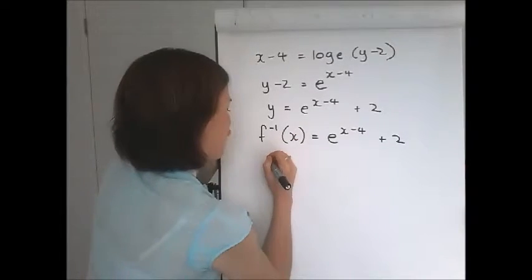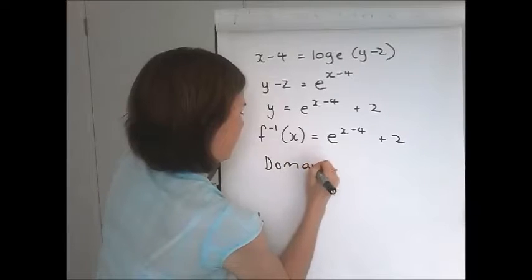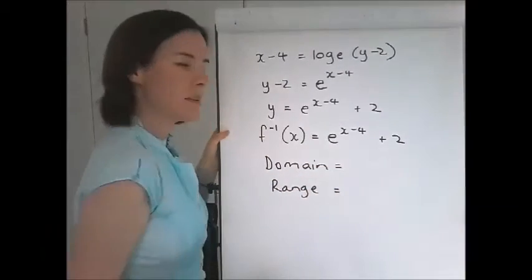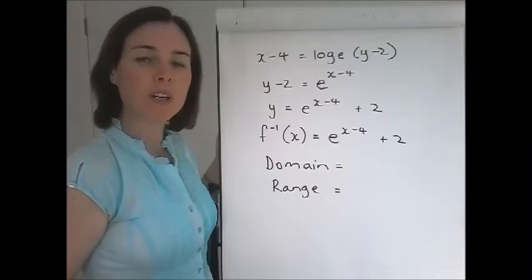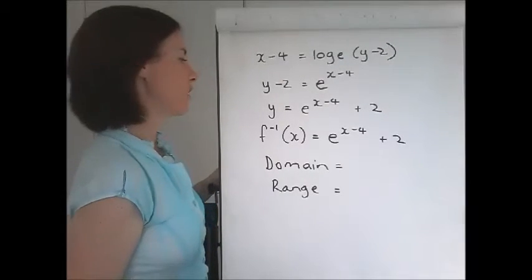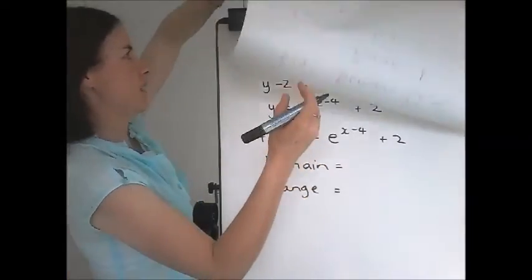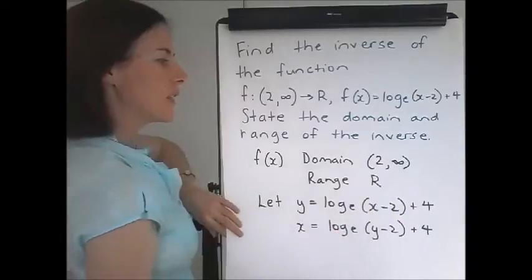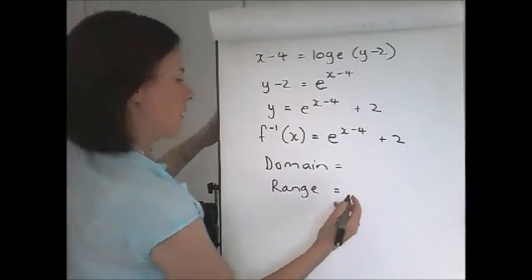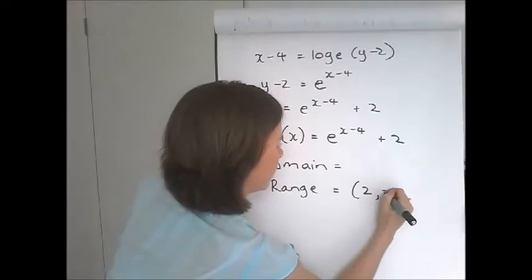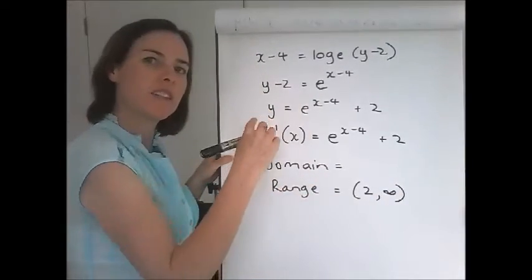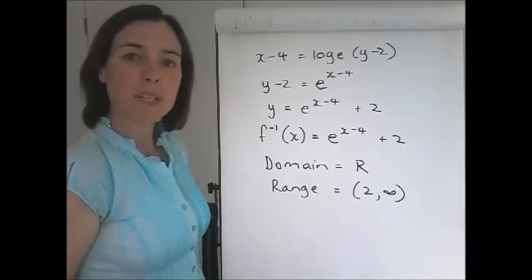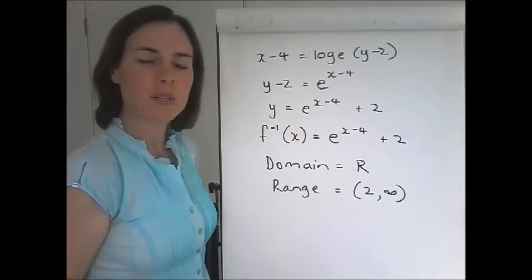Now for this, the domain and the range are simply obtained by swapping over the domain and range of the original function. So let's remind ourselves what they were. The domain was 2 to infinity, so that's now the range. And the range originally was R, that's now the domain. We swapped x and y, so we must also swap domain and range.